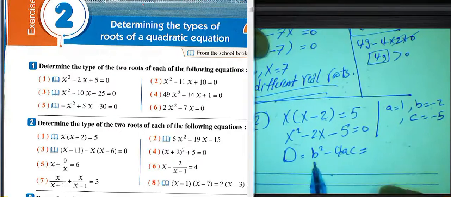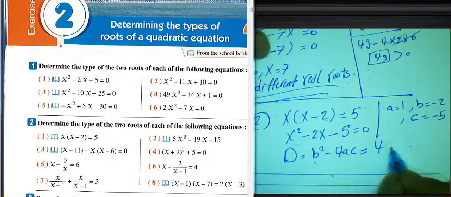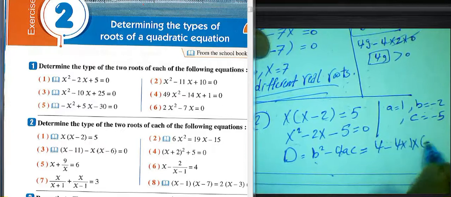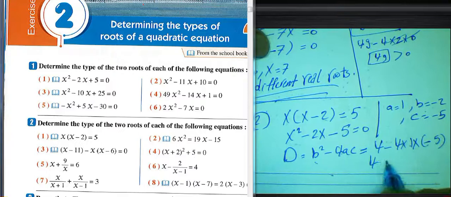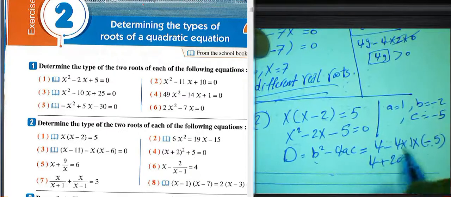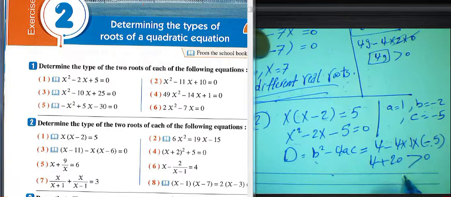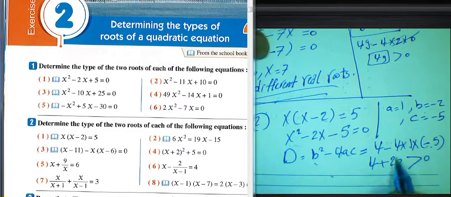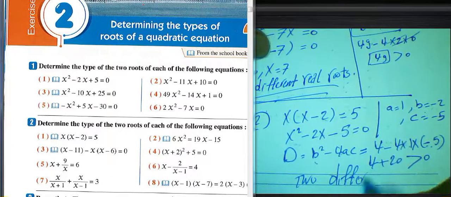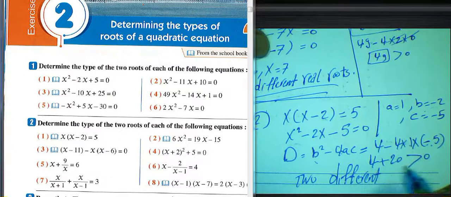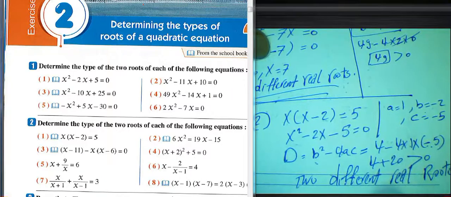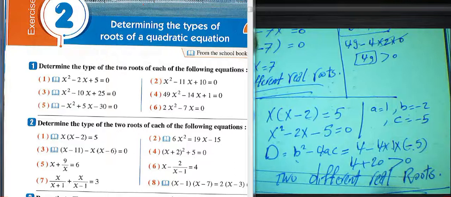So we'll solve it. b^2 equals 4, subtract 4 times a times c. 4 plus 20, because negative times negative equals positive. 4 plus 20 is more than 0, so we have two different real roots. It's okay.